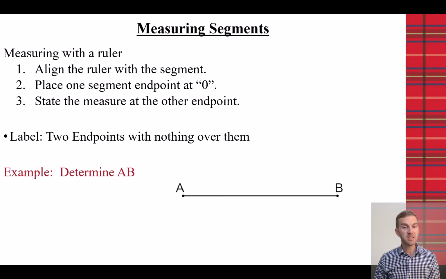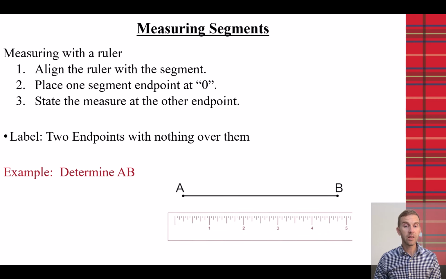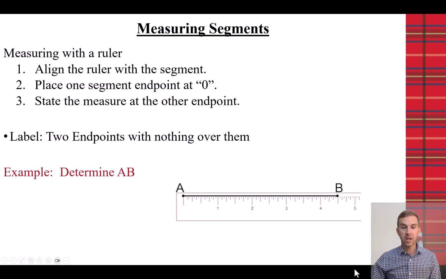That tells us we're talking about the length, distance, and measurement. So if we see here, this says determine the measure of AB. So we have our segment, we take our ruler, we align it, and we say, well, we start at 0, we're going to 4.5. So we would say that based on this ruler, the length of AB is 4.5 inches.